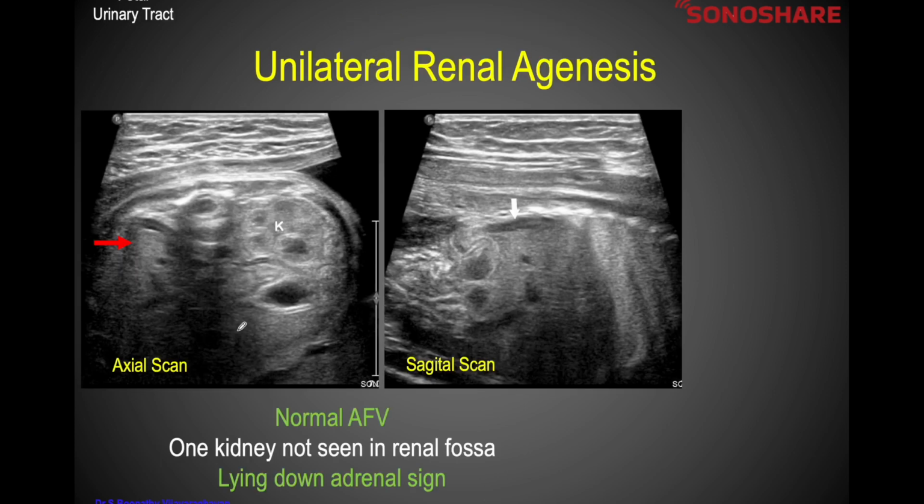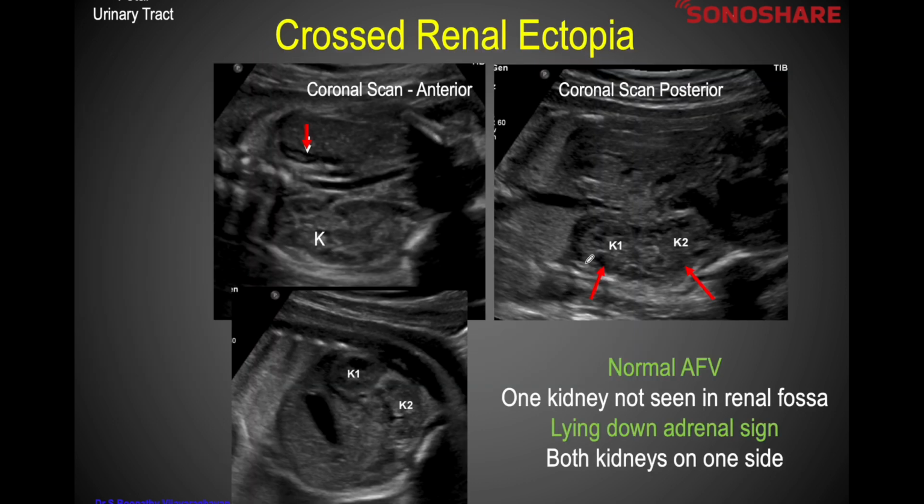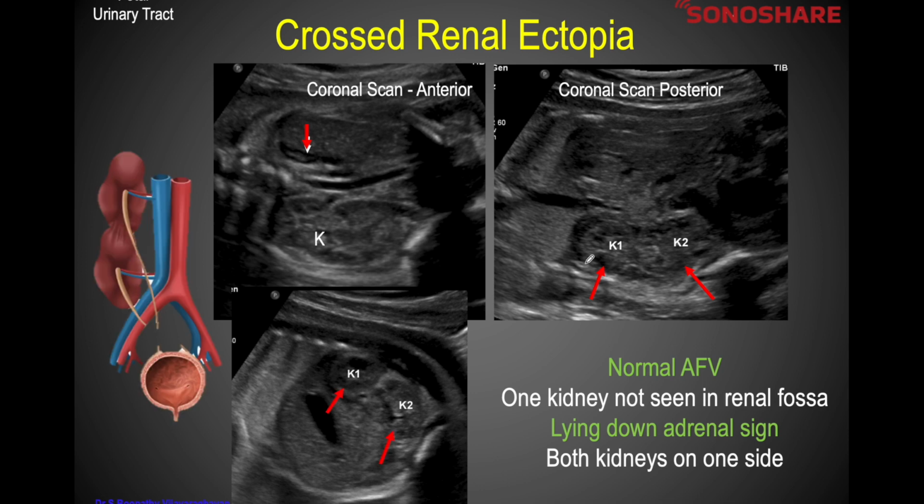They are well shown, that is the lying down adrenal sign, and once you see this, you have to look for the ectopic kidney. If it is, you see the two kidneys on the same side, and that is a schematic showing the same. The incidence is 7.17.